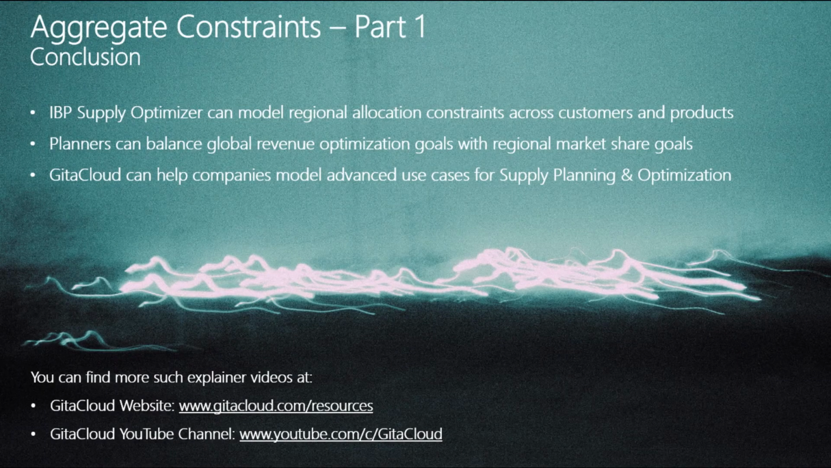SAP IBP Supply Optimizer can model regional allocation constraints at an aggregated level, across customers and products. This helps planners balance global revenue optimization goals with regional market share goals.